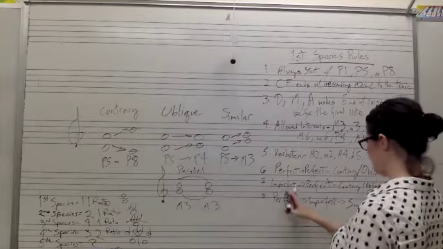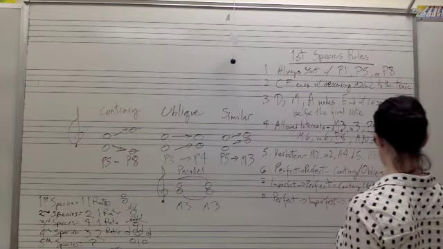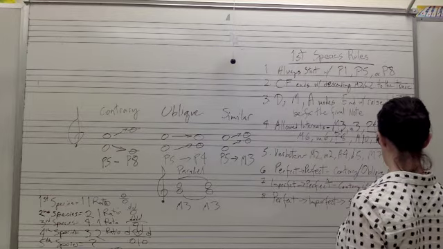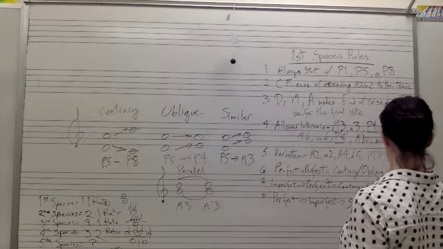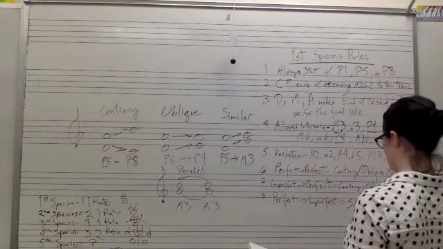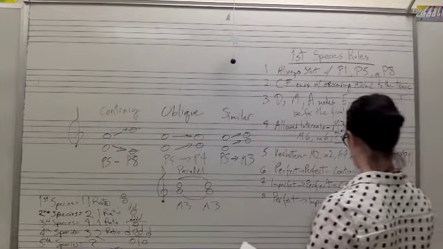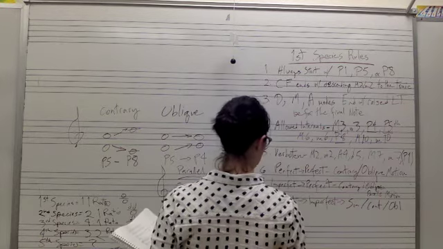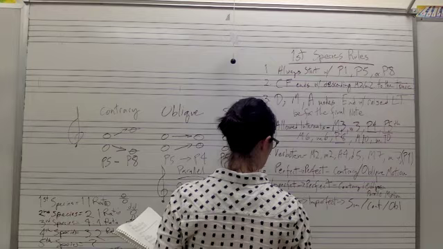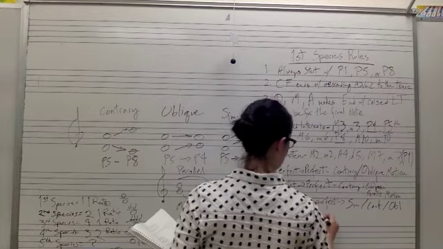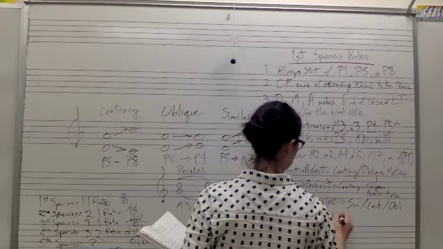If you're going from an imperfect consonant to a perfect consonant, you want only oblique or contrary again. Perfect to imperfect, similar, contrary, oblique. And then if you're going from imperfect to imperfect, anything goes.